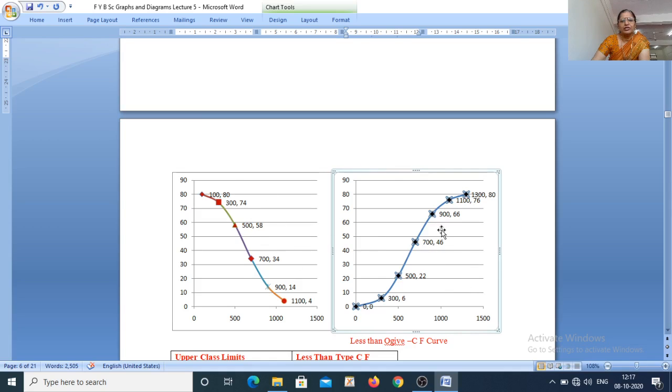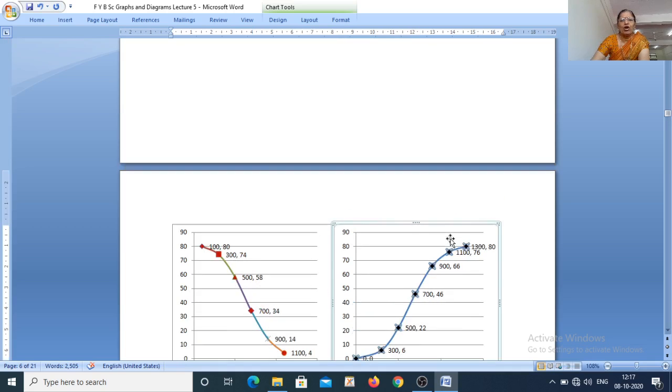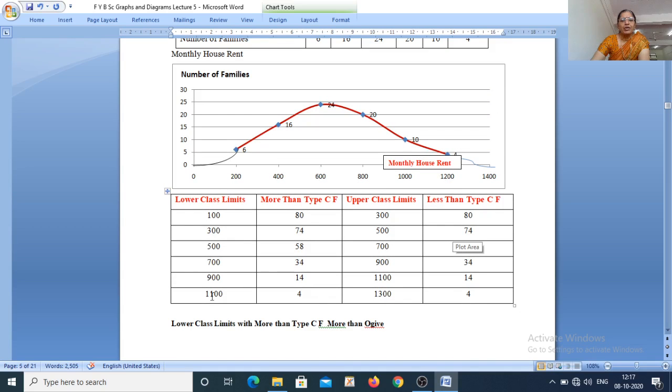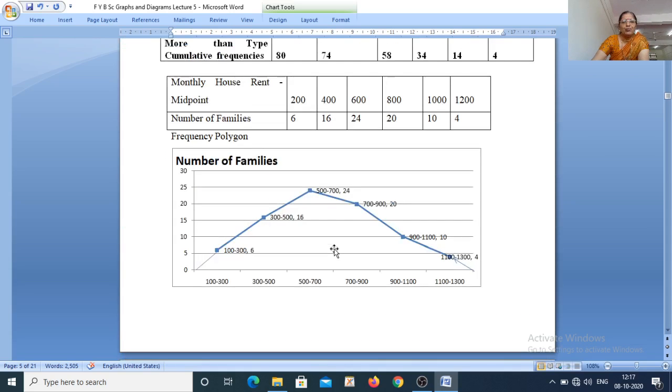You can draw these two curves in a single chart also, because when you draw this particular diagram here, the ogive curve will be of X shape. Okay, the ogive curve will be of X shape. So in this way you can draw less than type as well as more than type ogive curves. Okay. Now another type of curve is our frequency polygon.